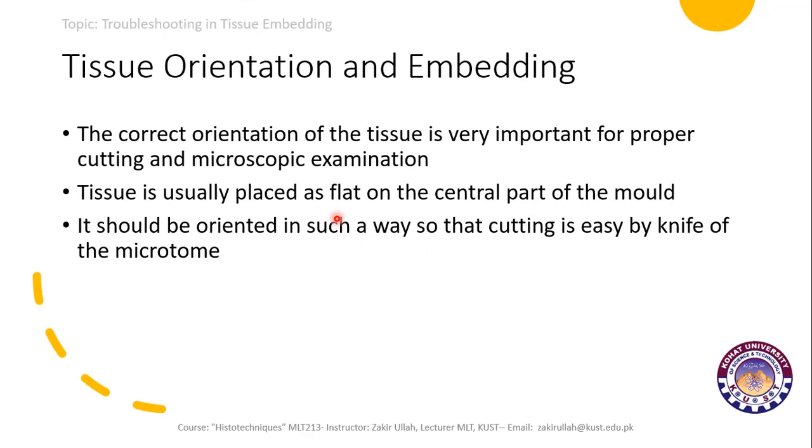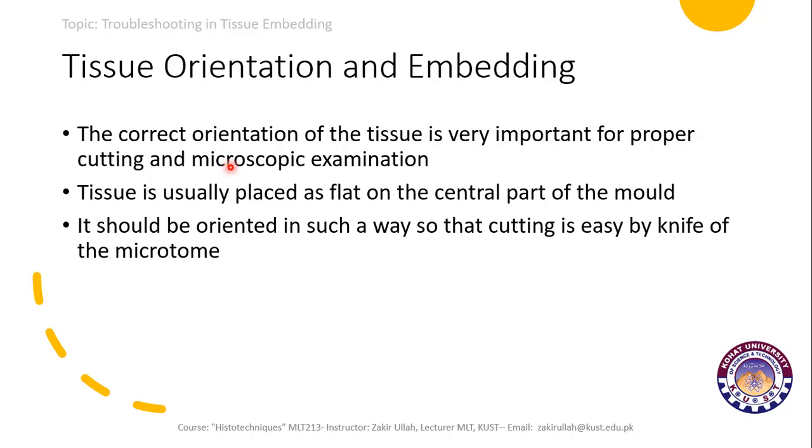So, tissue orientation and embedding. The correct orientation or direction of the tissue is very important for proper cutting and proper microscopic examination. This is very important because if there are multiple layers of the tissue, it is important to study all 3 layers, all 4 layers, all the multiple layers of the tissue for proper diagnosis of the disease.